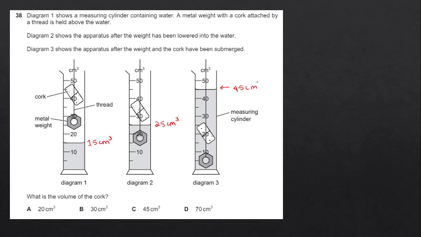To find the volume of this piece of cork, what we need to find is the change in volume when this object is completely immersed. It went from 25 cm cube to 45 cm cube. Then the volume of the object will be equal to 45 minus 25, and that would be 20 cm cube. So the volume of the cork is 20 cm cube. The correct answer is option A.